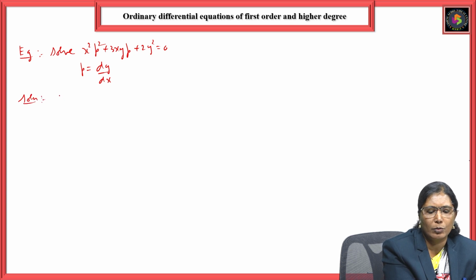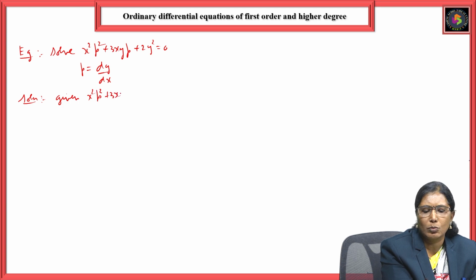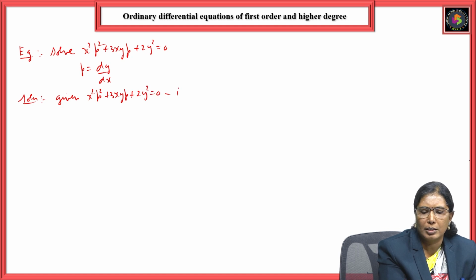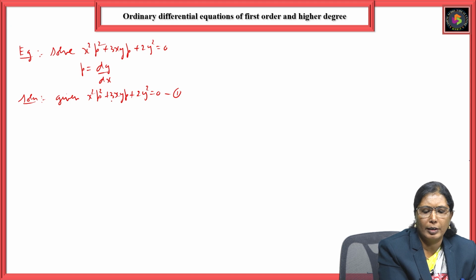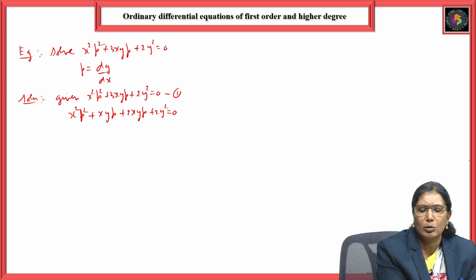Let us take the given equation. What is given? x square p square plus 3xyp plus 2y square is equal to 0. Take this equation as 1. Now we should resolve this into factors such that the degree of p is 1. So let us split this 3xyp as xyp plus 2xyp: x square p square plus xyp plus 2xyp plus 2y square is equal to 0. Why are we doing it this way? To take the common terms so that we get factors.